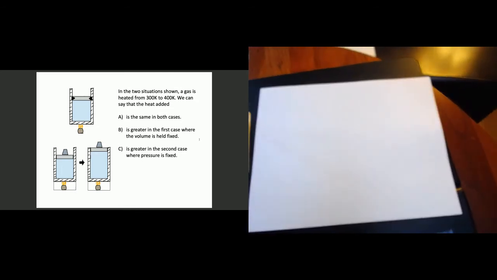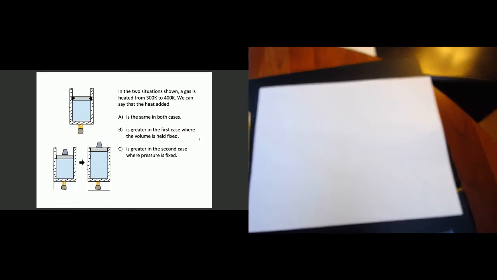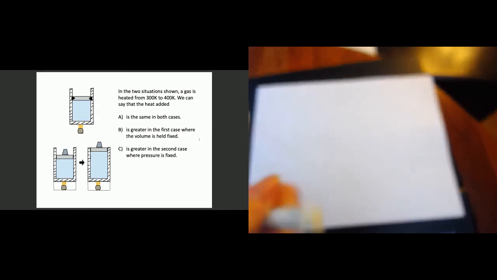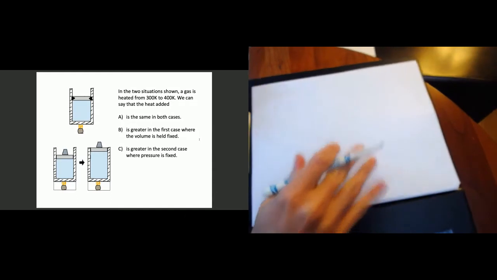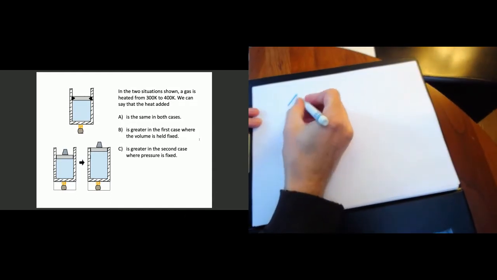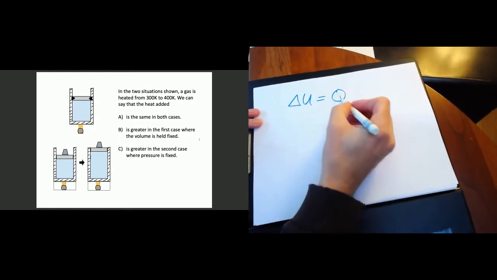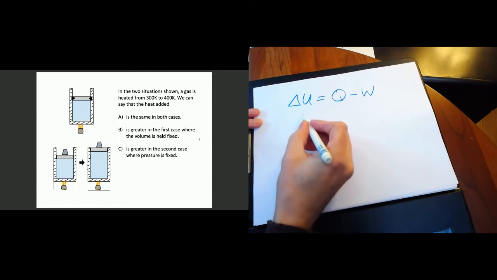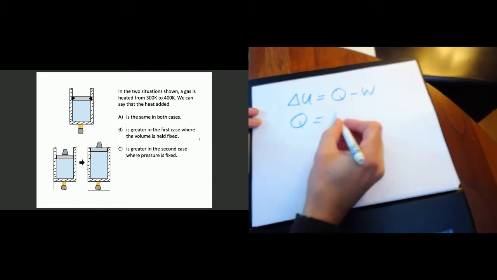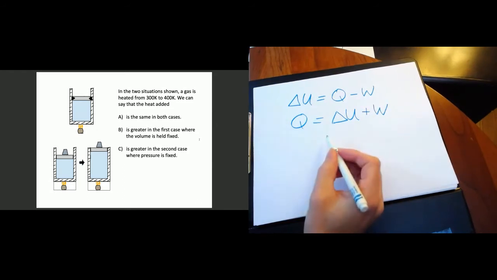Okay, so let's have a look. In this case, there's an intuitive explanation of the answer, and there's one using our equation. So let's start with our equation. Let's start with our first law of thermodynamics, which is, again, delta U equals Q minus W. And we're interested in Q, and so I will rearrange this again to say that Q equals delta U plus W.